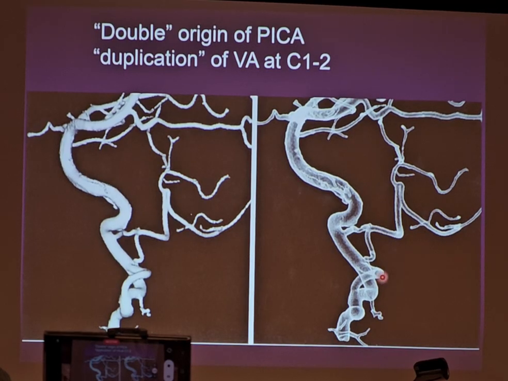So what do you call this variation? Is it one hole and two holes? So this one is called the duplication of the vertebral artery at C1, C2. This one you can call the double origin of the PICA. We're going to talk about this multiple channel in the vessels at the end of this talk.